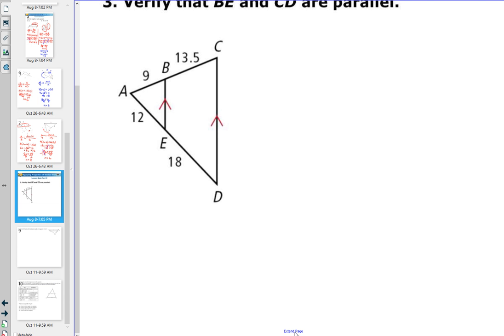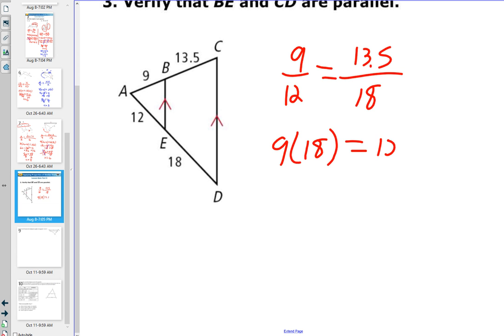And C, B. 9 over 12 would have to be equal to 13.5 over, we talked about this yesterday. If you want to just divide and compare the decimals, that's fine. If you want to reduce, even though that would be ugly here with a decimal, you could do that. Or you could just cross multiply. 9 times 18 would have to be equal to 12 times 13.5.